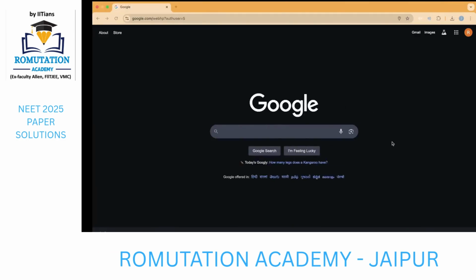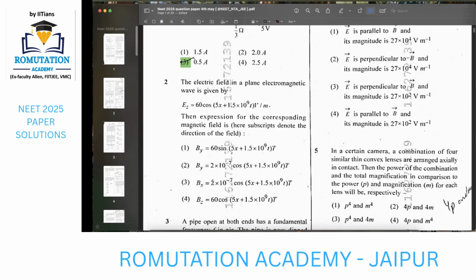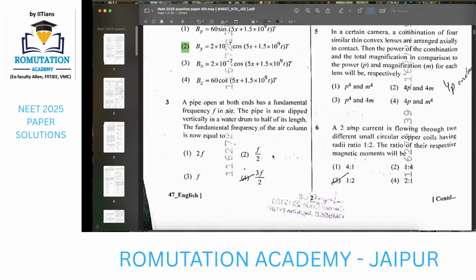So let's check that. So 2 into 10 to the power minus 7. I think the best answer in this case would be if I can pick the second one. Okay. So let's move on to the third question now.